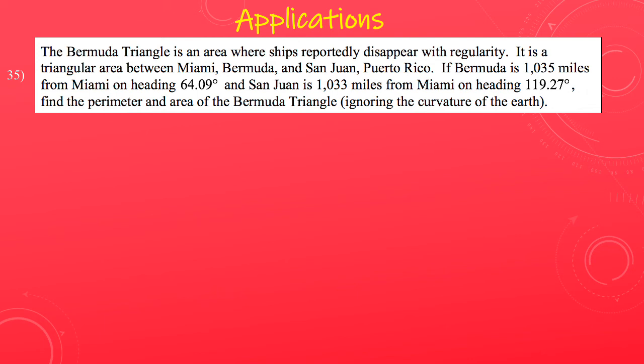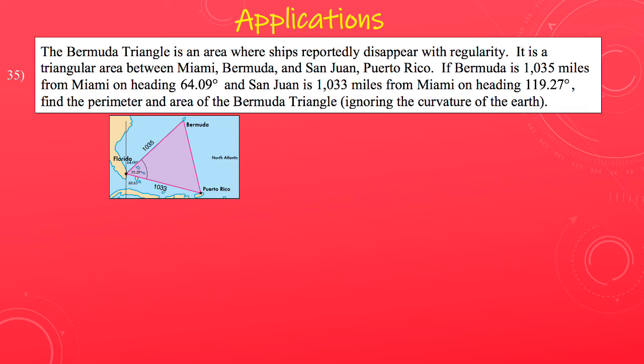35 reads, the Bermuda Triangle is an area where ships reportedly disappear with regularity. It is a triangular area between Miami, Bermuda, and San Juan, Puerto Rico. If Bermuda is 1,035 miles from Miami on heading 64.09 degrees, and San Juan is 1,033 miles from Miami on heading 119.27 degrees, find the perimeter and area of the Bermuda Triangle, ignoring the curvature of the Earth.